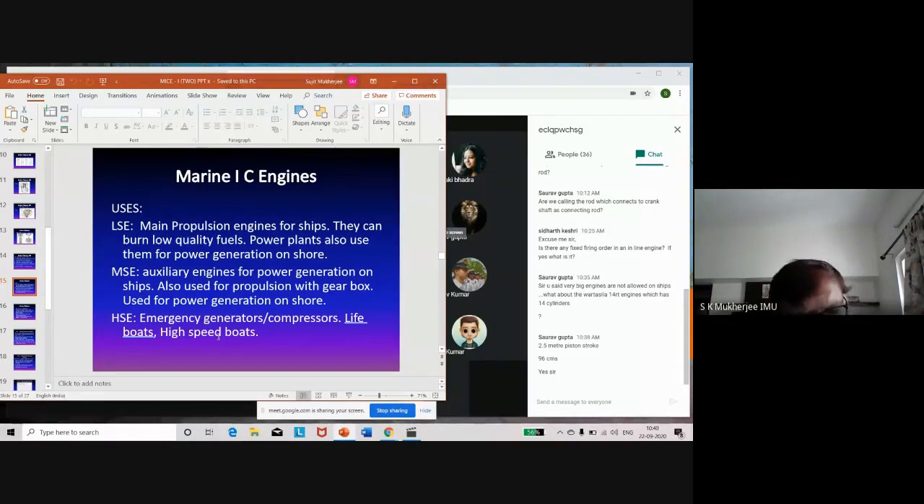And emergency generators don't run so much. So the possibility of sending it for overhaul is once in 10 years, maybe. Once in 10 years, once in 12 years, once in 8 years. Because it is only run during an emergency and for a short period. So the utilization is very sparse.